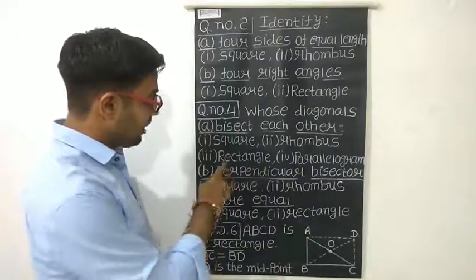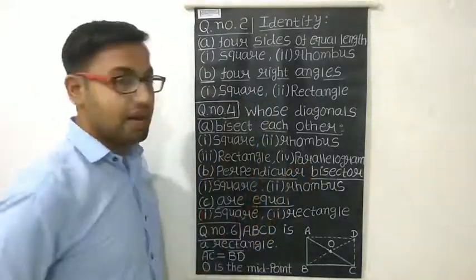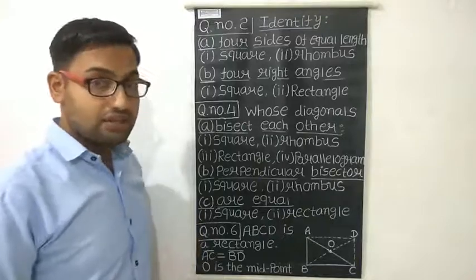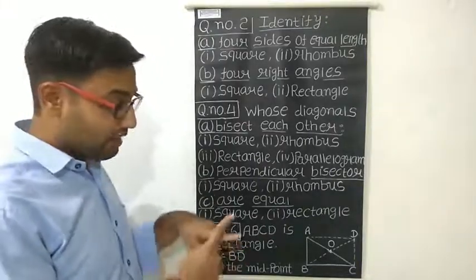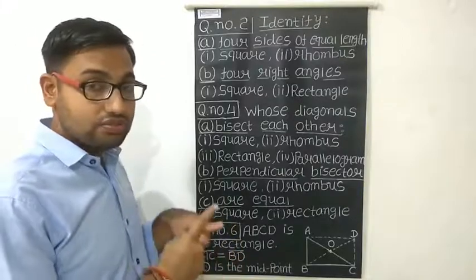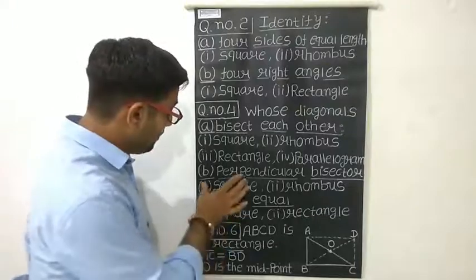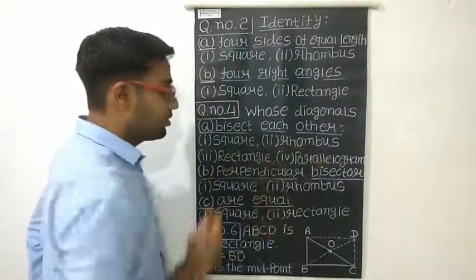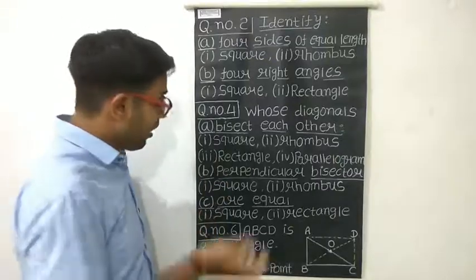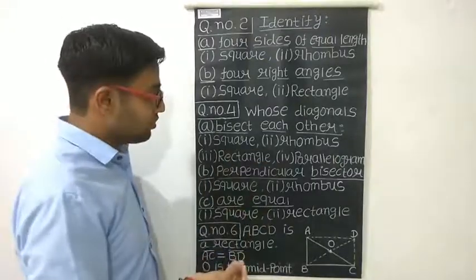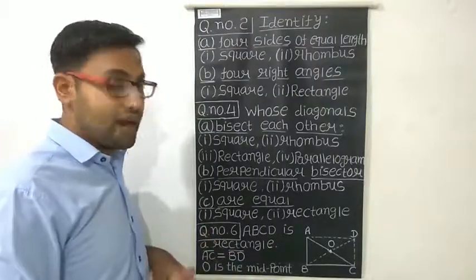In B we have asked whose diagonals are perpendicular bisector. Perpendicular bisector means they must bisect each other and the angle between the two diagonals must be of 90 degree. Right? So here we identified the four quadrilaterals which bisect each other. But out of these four, which quadrilaterals' diagonals bisect at right angle? That we have to state.